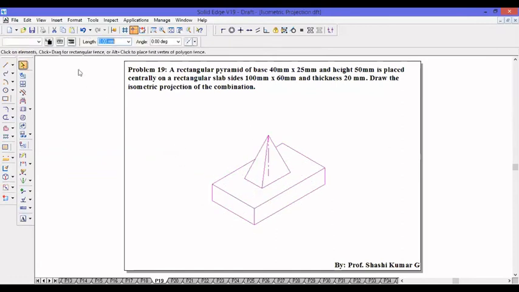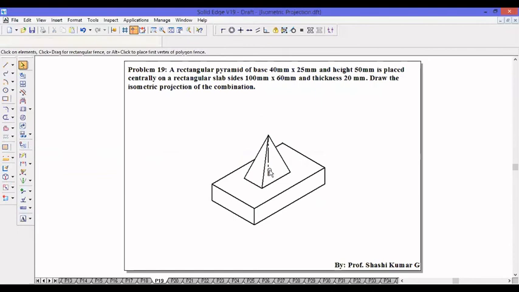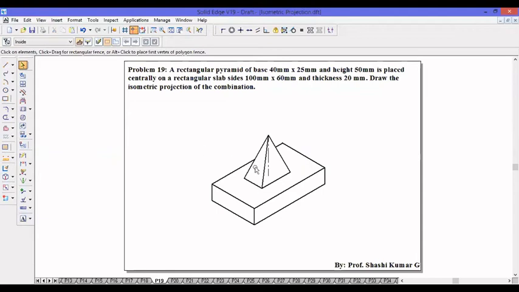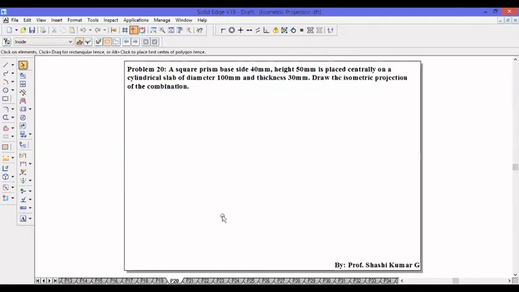Make the line 0.5 thick. Axis line should be 0.13. So this is the solution for problem 19. The example problem number 20 is very simple. A square prism of base side 40 and height 50 is placed on a cylindrical slab of diameter 100 mm.